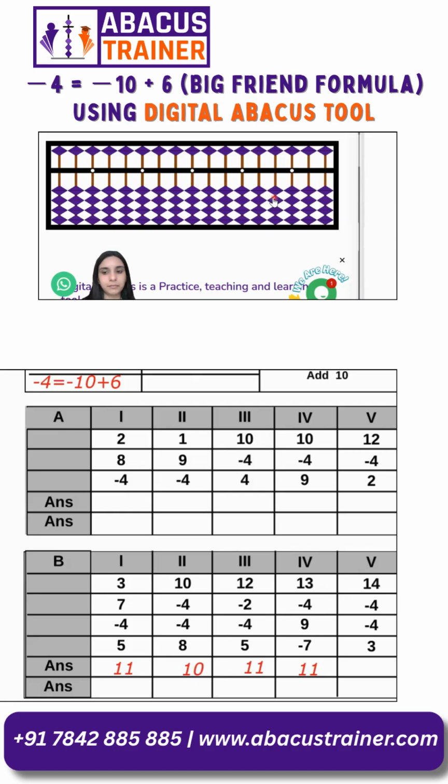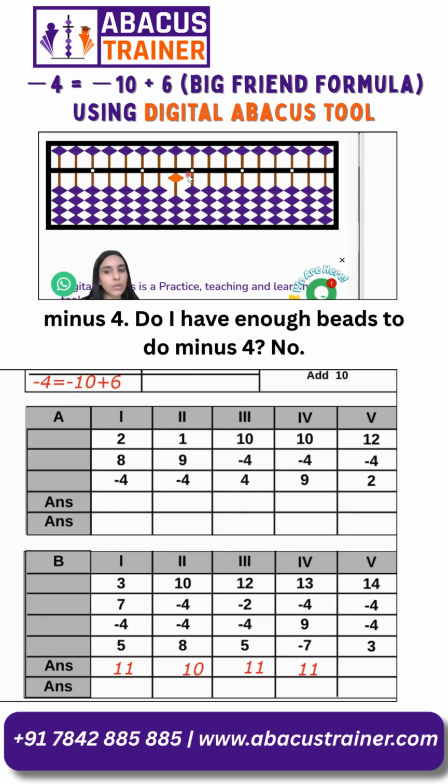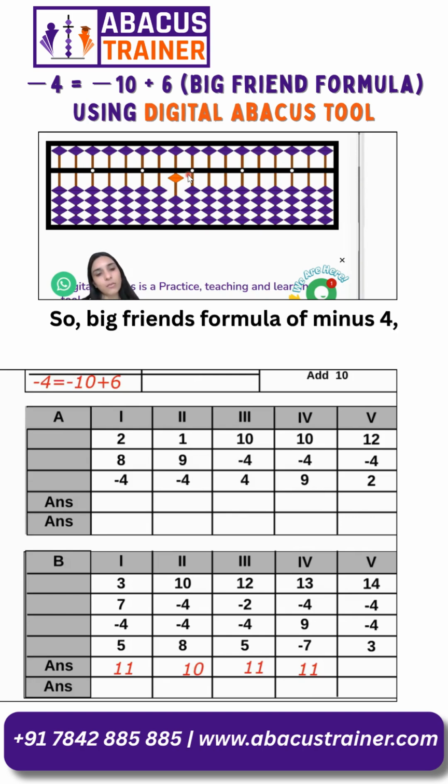Next. 14 minus 4, again minus 4. Do I have enough beads to do minus 4? No. So, big friends formula of minus 4: minus 10 plus 6 and then plus 3.